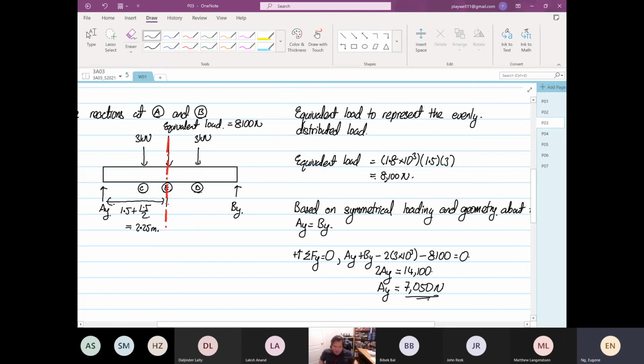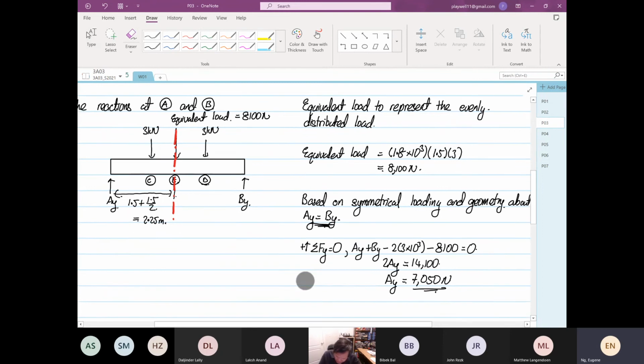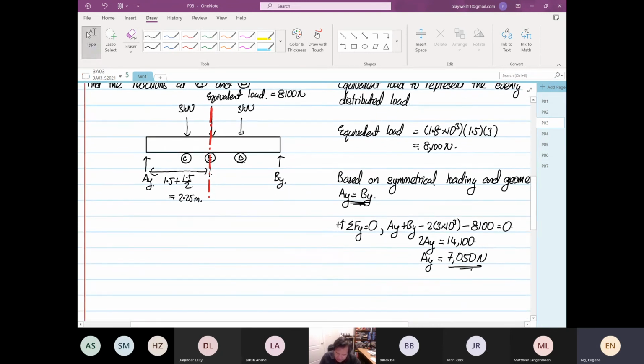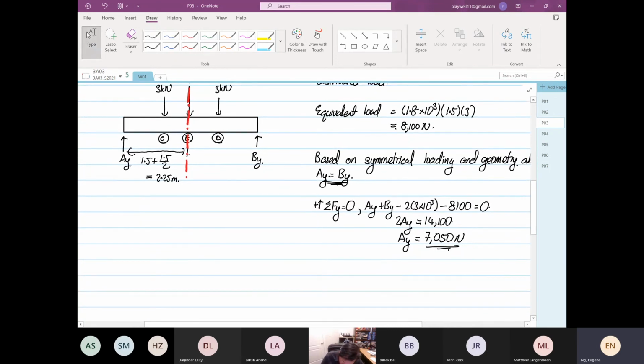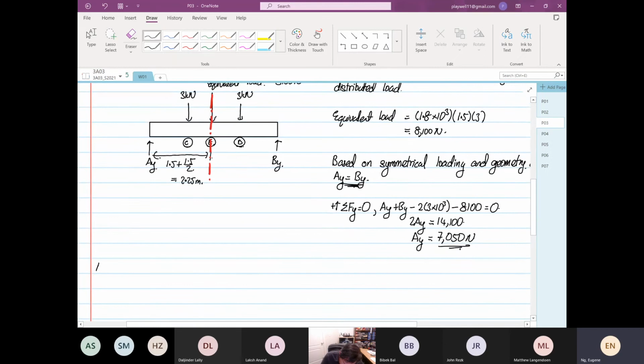Or if you are not sure that AY is equal to BY, you can take moment about A with the known distance. If you can't remember the symmetrical loading, we can use alternative path number 2, and your answer will be the same. So we take the summation of moment Z at point A equal to 0.